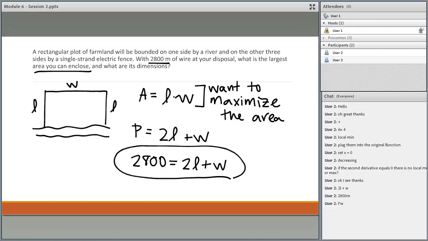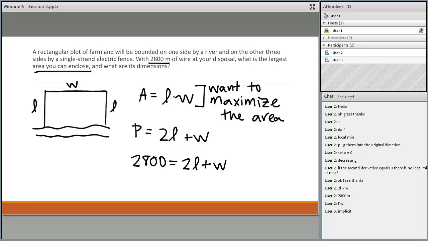Well, that's where the perimeter comes in. What I can do is solve this equation for one of the variables, and then plug that into the area equation. Is there a variable that it would be easier to plug in for?